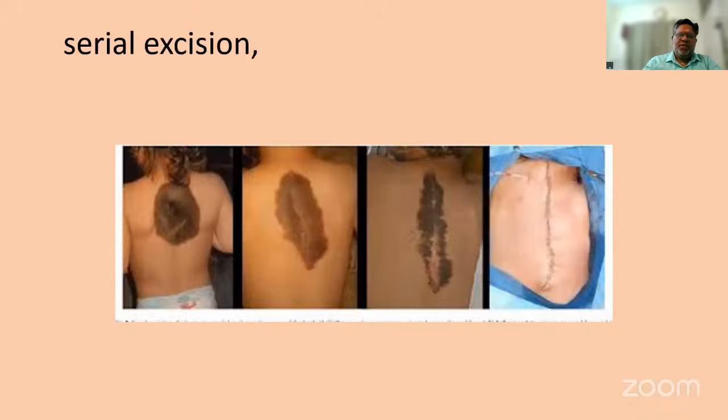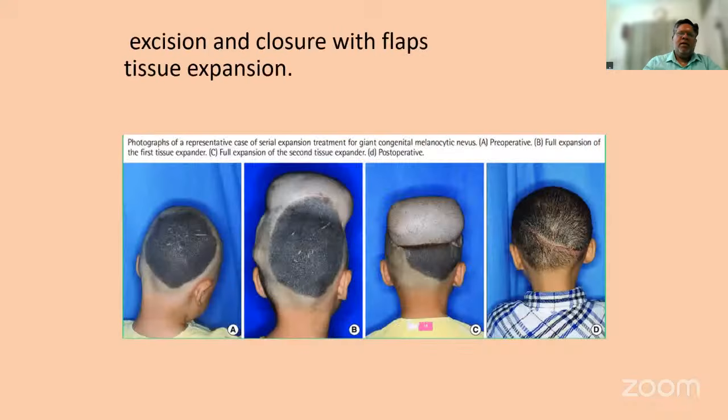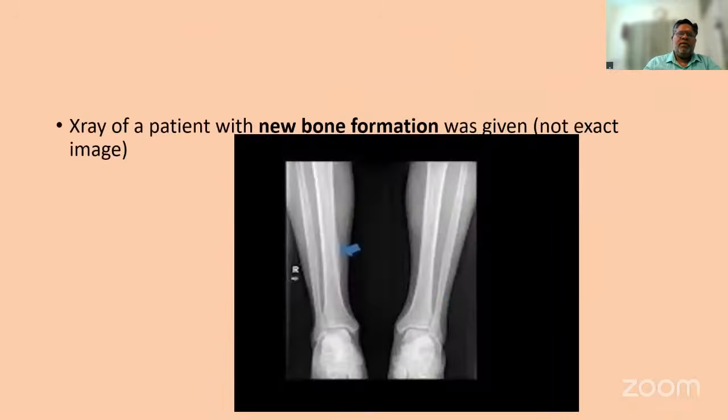This is a serial excision wherein the central part of the lesion is excised, and once a scar is formed, after 3 to 6 weeks, it is excised again and again after 3 to 6 weeks, and finally only a normal skin scar is there. This is a tissue expander, which is the best choice. Preoperative lesion, expansion with the tissue expander, and finally a good hair bearing scalp.